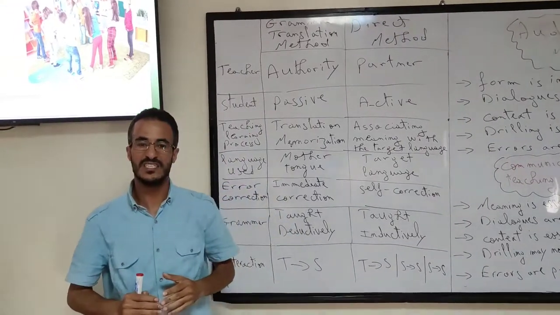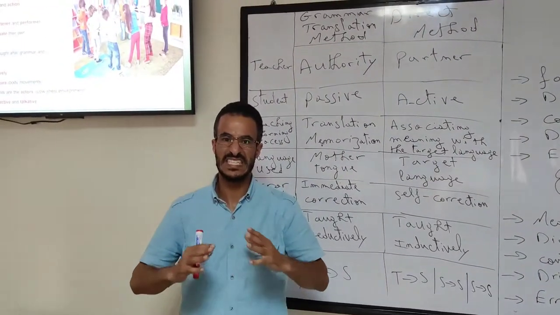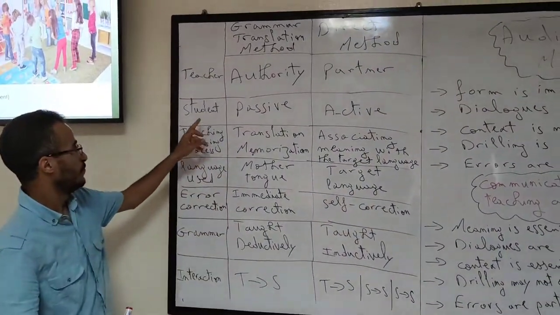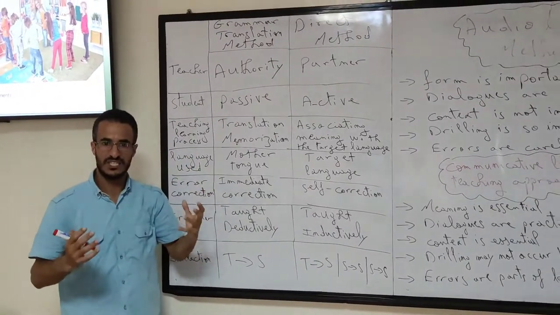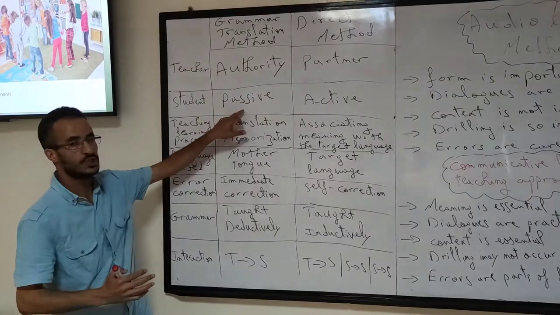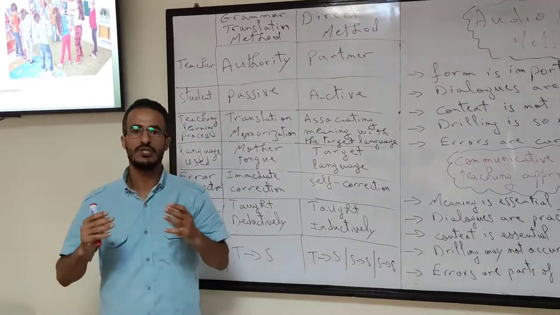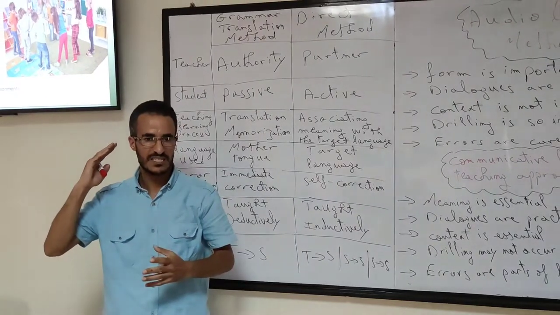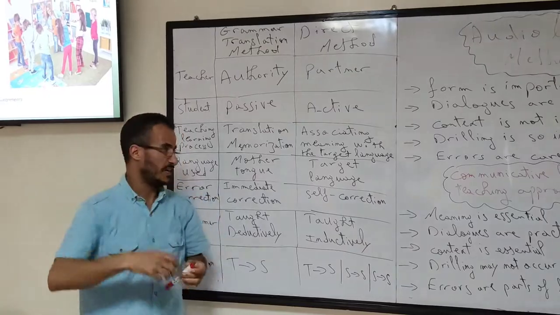The teacher is the spoon feeder. The teacher is everything. The teacher is the center, okay? For the student, the teacher is active. The teacher is the center of the classroom, while the student is passive. What do we mean by passive? Learners are consumers. Learners are just listeners. And the teacher is the spoon feeder.